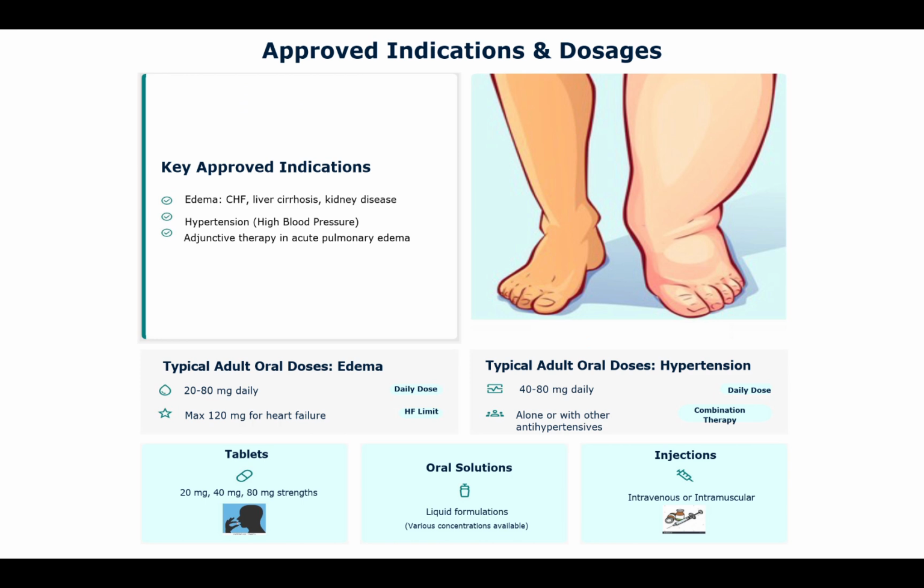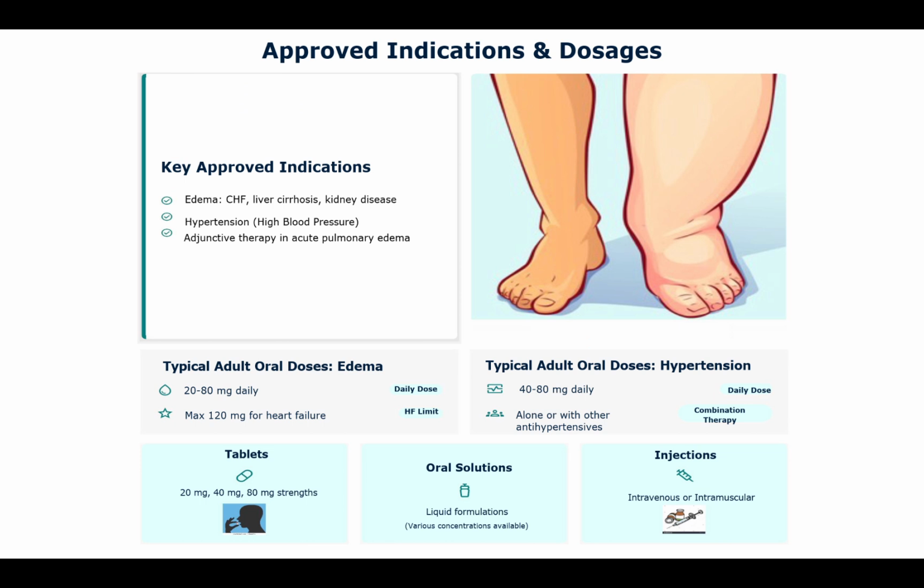Let's move on to the approved indications and recommended dosages for furosemide, which are critical for its safe and effective use. Furosemide is approved for several important clinical conditions: edema associated with congestive heart failure, edema resulting from liver scarring, including ascites, edema due to kidney disease, including conditions like nephrotic syndrome, and high blood pressure, or hypertension. It also serves as adjunctive therapy in acute pulmonary edema, where its rapid diuretic action can be life saving.